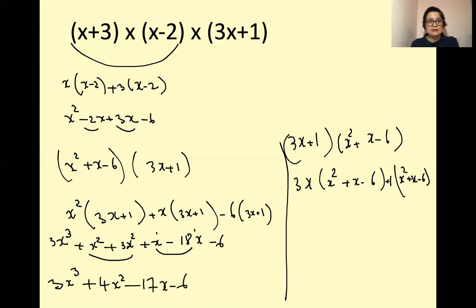And let's have a look. Do we have any more like terms? No, we don't. This is to the power of 3, this is to the power of 2, this is to the power of 1, x to the power of 1, and just a number. None of them are like terms, so leave it as it is. This is the final answer.